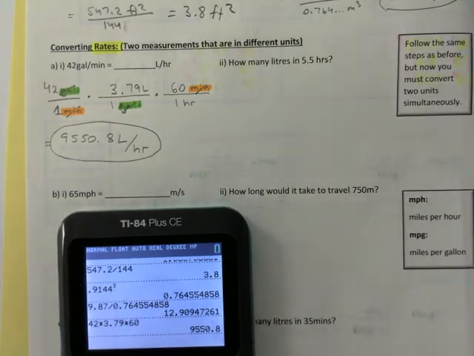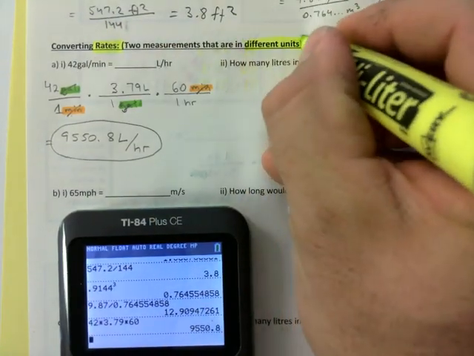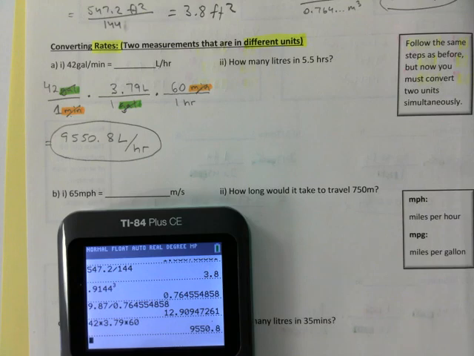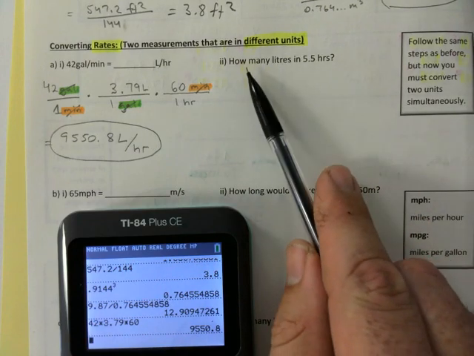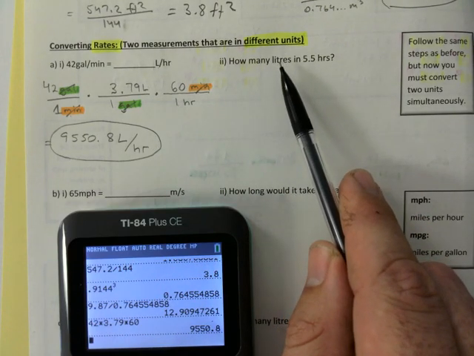Oh, I forgot to say this. Rates, different units, right? Maybe highlight that. So now I'm asking you something else. How many liters would be pumped?